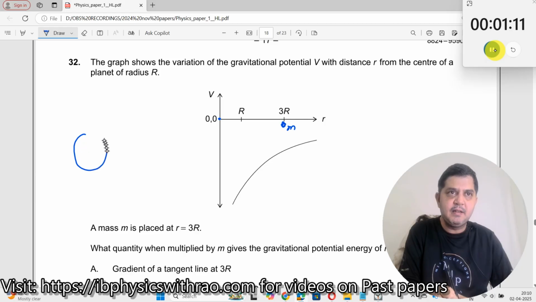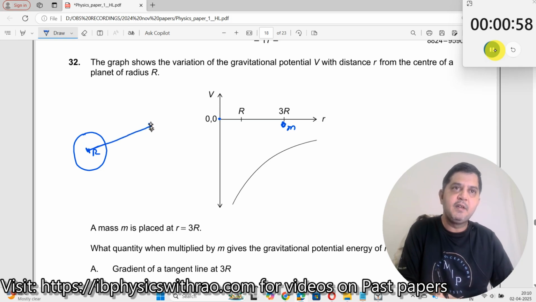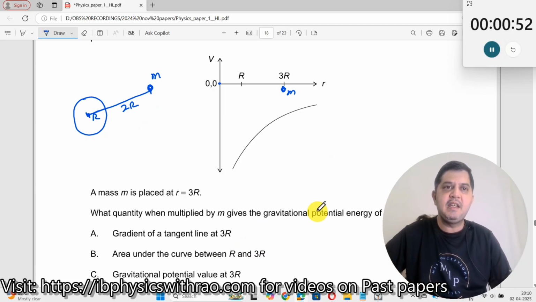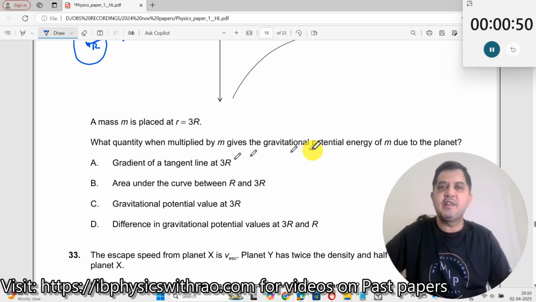This is your planet of radius r, and at a distance of 3r, a mass m is placed. r equal to 3r means starting from here, you need to count. This is your 2r, and you are putting a mass. Then what quantity when multiplied by m gives the gravitational potential energy of m due to the planet.